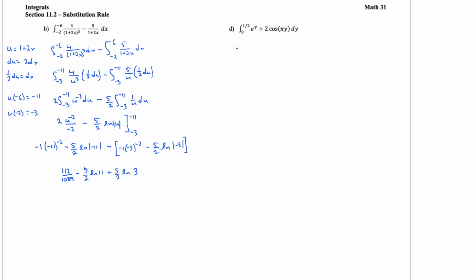So as before, I'm going to actually just separate this integral up into the two terms. So I get 1/2 to 0. This is going to be e to the y. And I'll add to that, and I should have a differential there, so dy. And then I'll add to that then the integral, again from 1/2 to 0 of 2 cos and then pi y dy. Now this first one is perfectly fine just as it is.